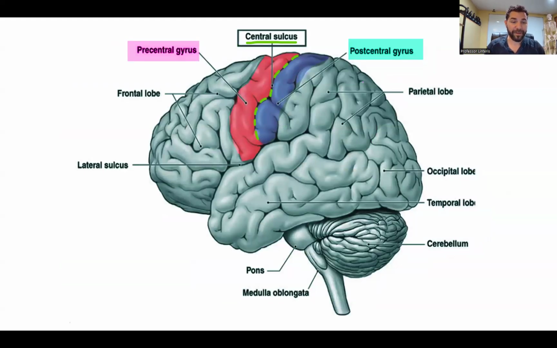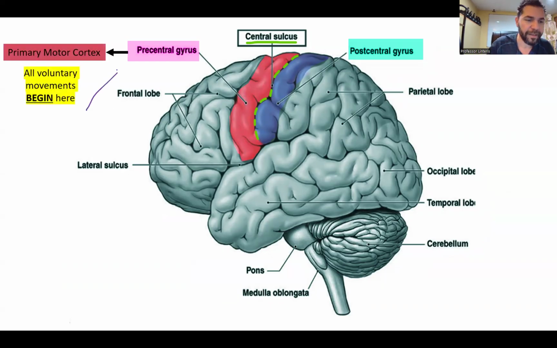So that central sulcus separates the frontal from the parietal. The precentral gyrus is located in the frontal lobe. It is responsible for voluntary movement. So if I want to contract a muscle, that message is coming from the precentral gyrus, sending messages down and out to that muscle. We'll talk about it, but I'll go into it now.